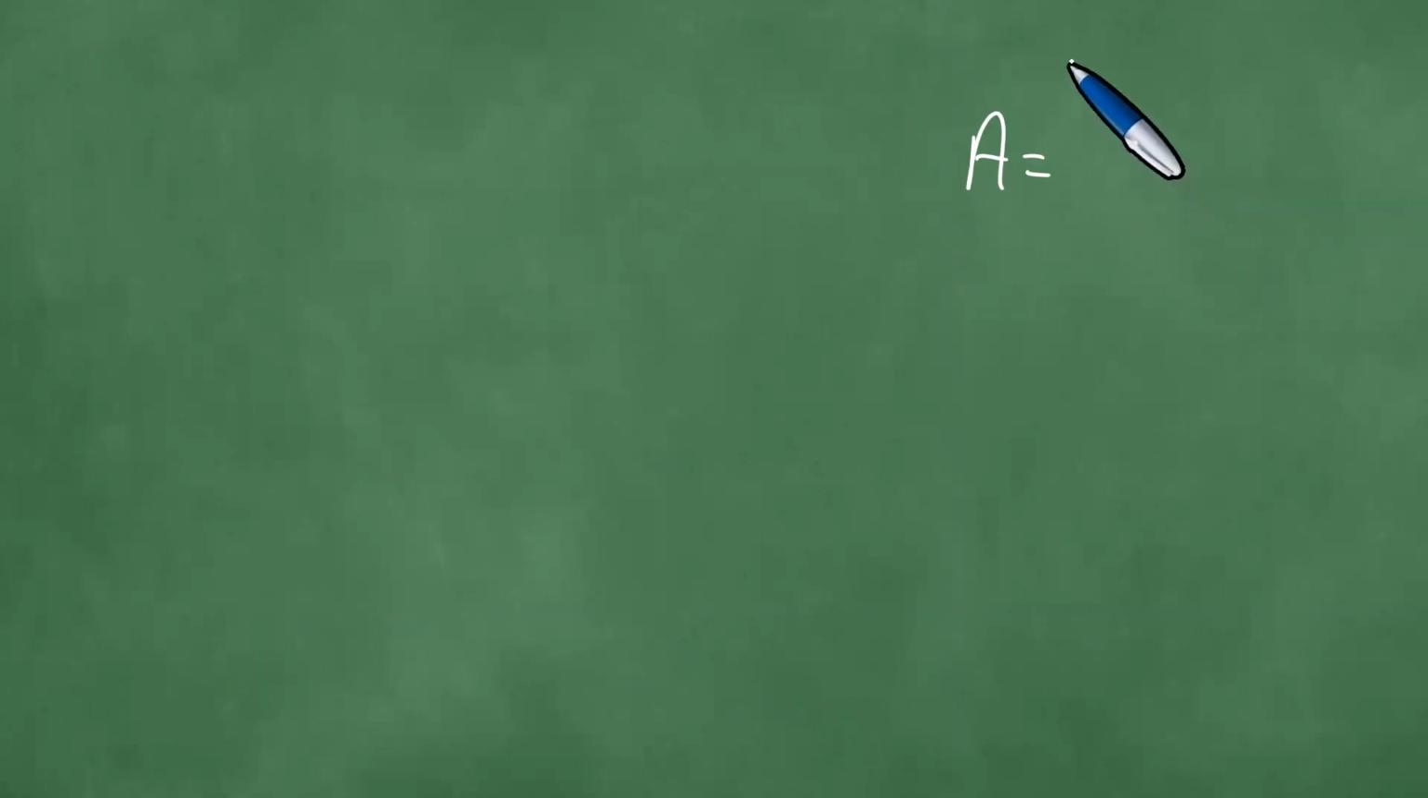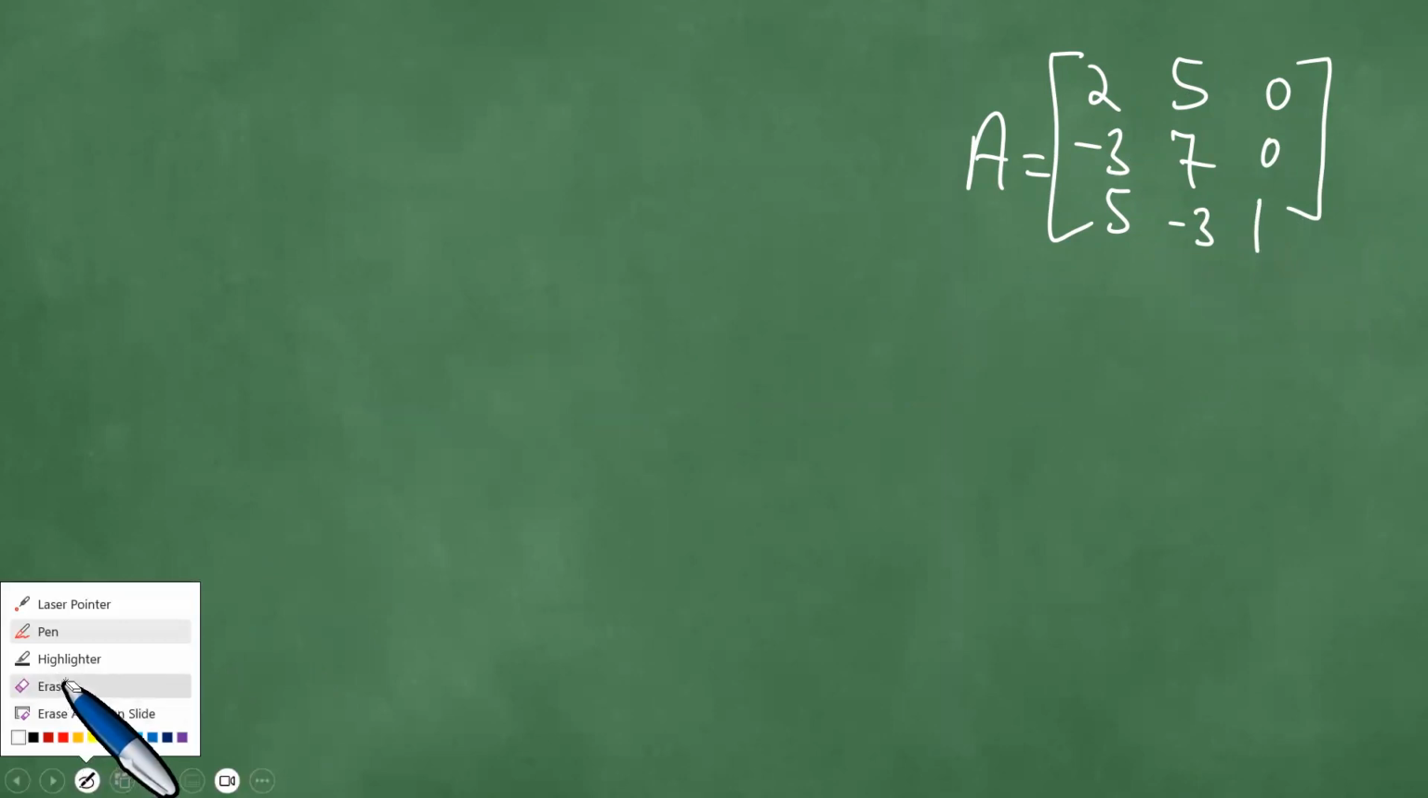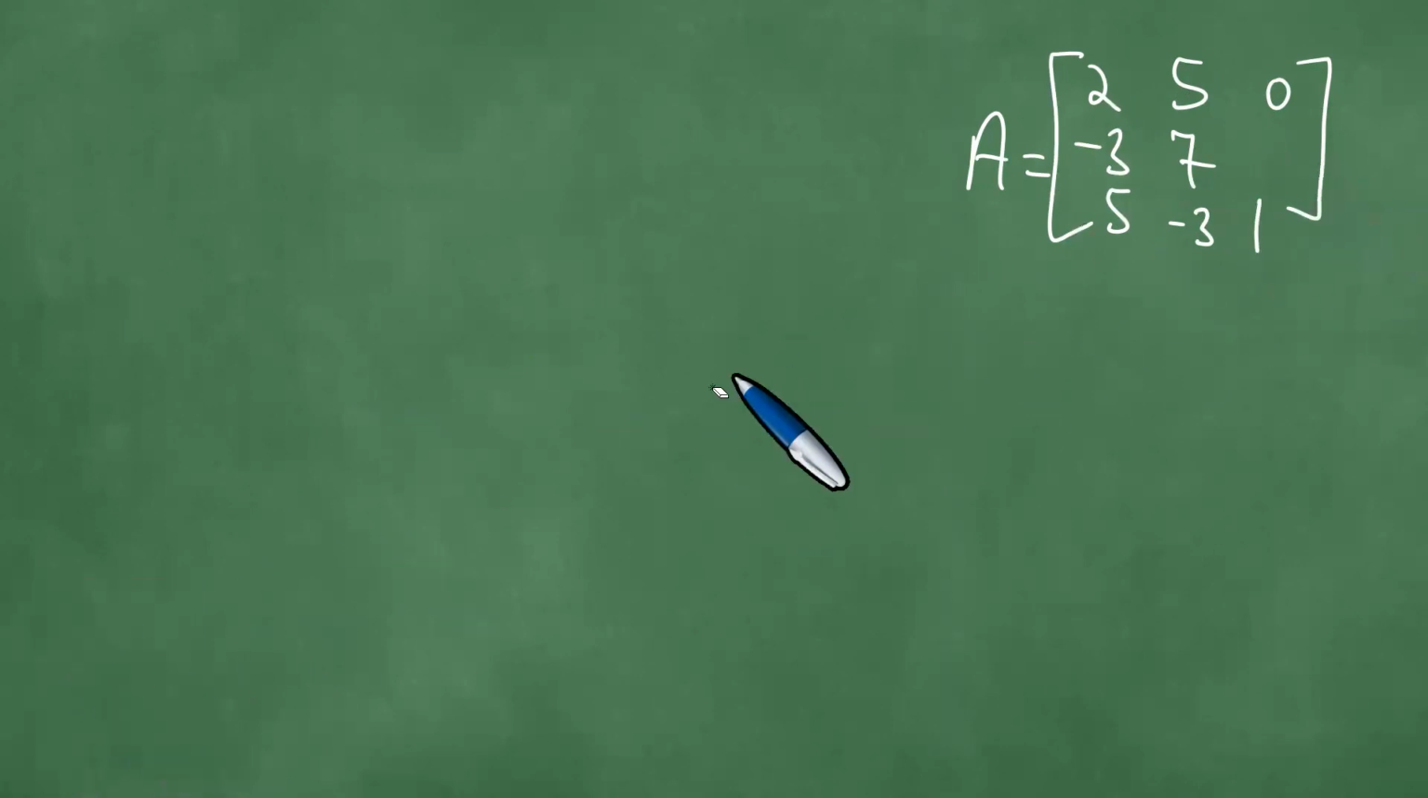Well, we need to first just remember what the matrix A is. Actually, it is 2, 5, 0, minus 3, 7, 0, minus 1 here, 5, minus 3, 1. Okay, like I just said, this one is a minus 1.